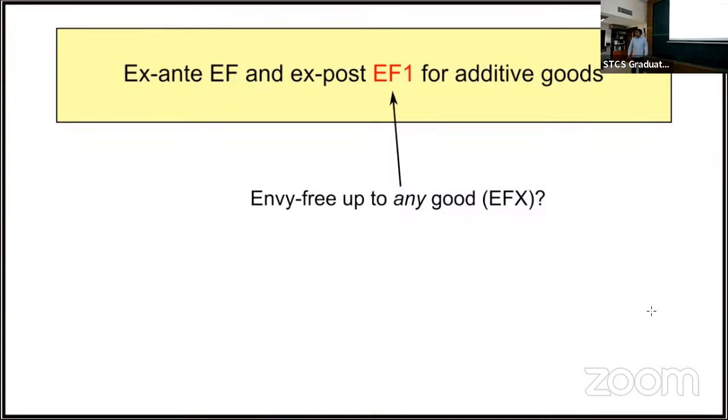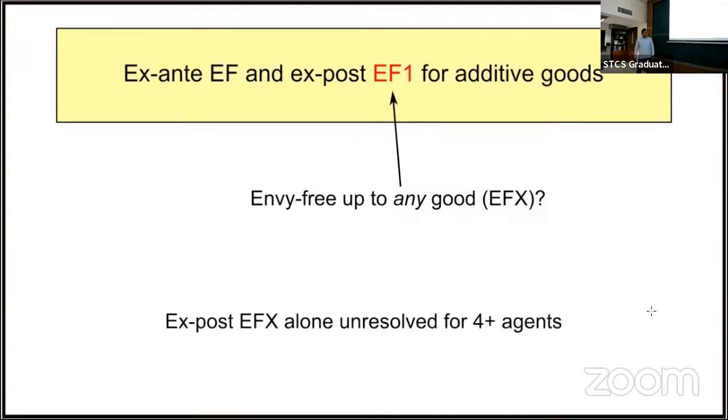And so EF1 says if I envy you, then there exists some item in your bundle I can remove. This notion changes the "there exists" to "for all". So no matter which item I remove, I should not envy you. So it's a much stronger notion. That may not exist. Oh, it's a great question. I see Kavita smiling.